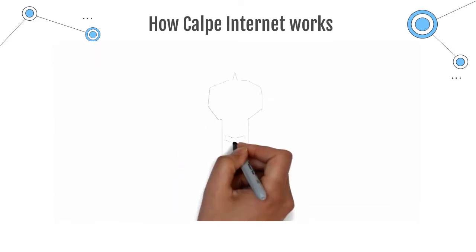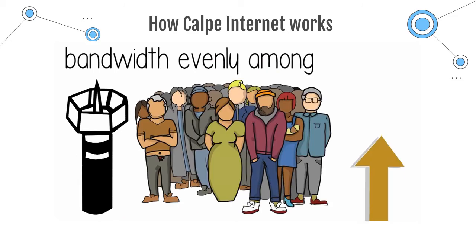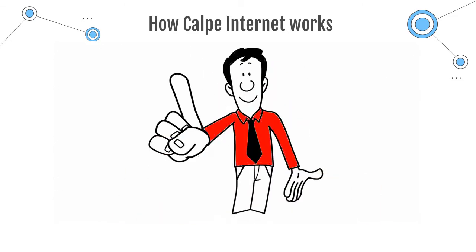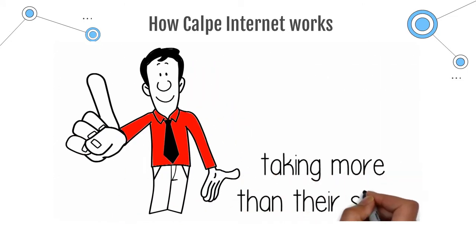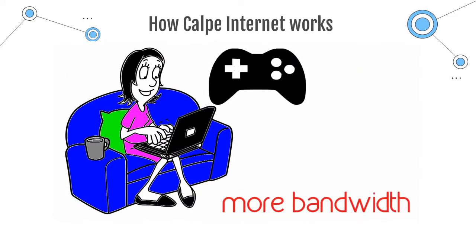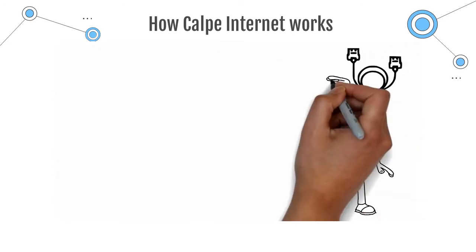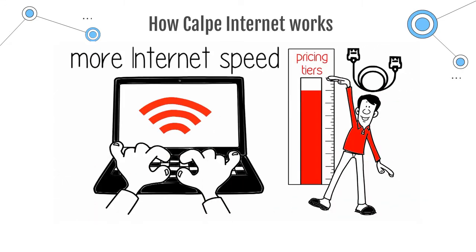The coaxial cable system splits available bandwidth evenly among subscribers at any given time. To prevent users from taking more than their share, operators can impose data limits. Need more bandwidth to game, stream, and more in your home? Cable internet providers offer higher pricing tiers to give you access to more internet speed.